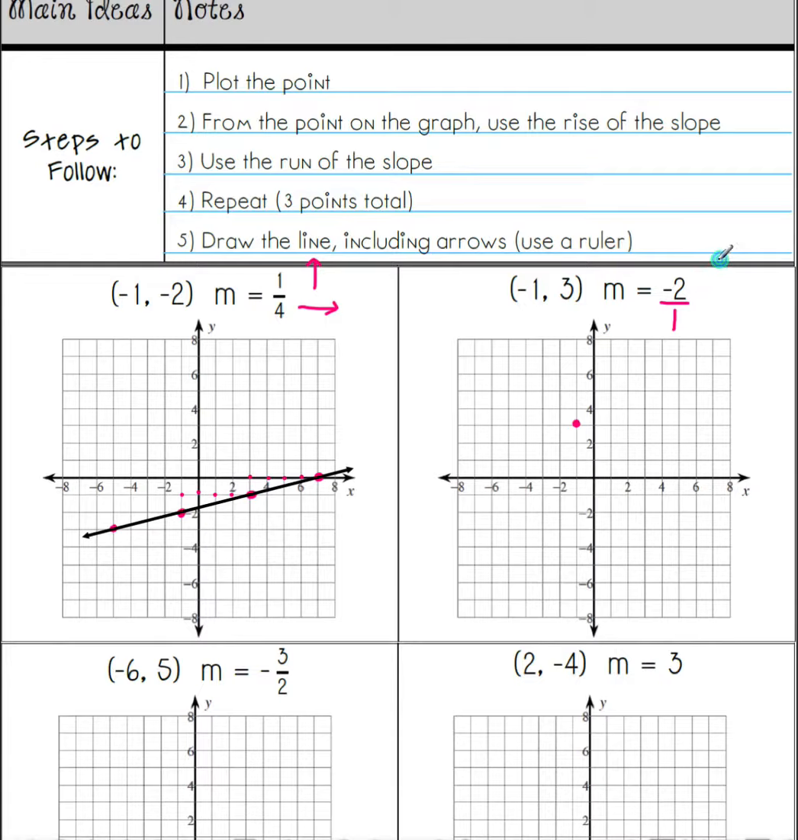So when we are using our rise and run, our rise is -2, so that means we're going down 2 and we are running to the right 1. So from our point, we are going to go down 2 over 1, down 2 over 1, down 2 over 1. We can continue this until we run out of room on the graph. You have to have at least 3 points. And then we can draw our line.